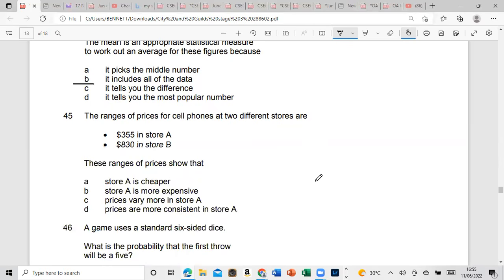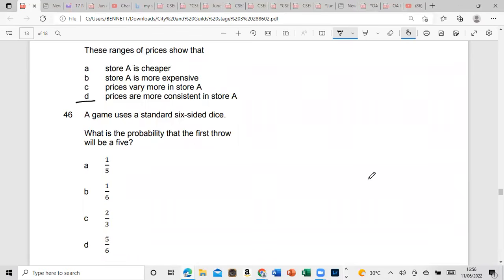So 45. The range of prices for cell phones at two different stores is 355 in store A and 830 in store B. These ranges of prices show that store A is cheaper? Not necessarily. Store A is more expensive? Does not show that. The range is the largest minus the smallest. Prices vary more in store A? No. Prices are more consistent in store A. It will be D.